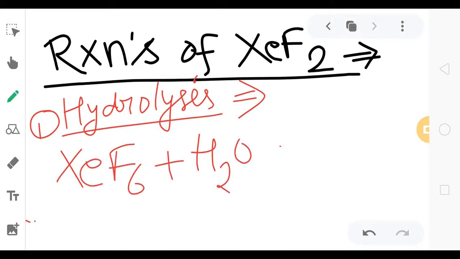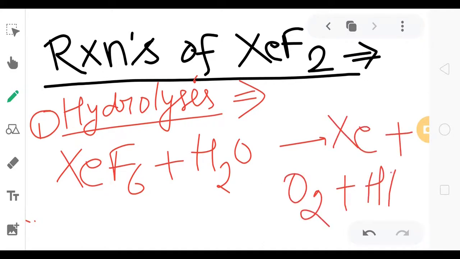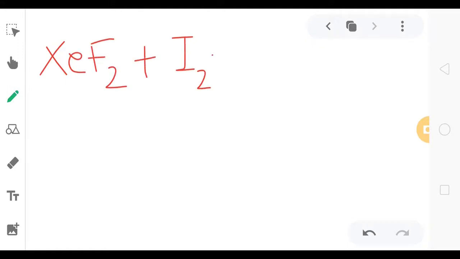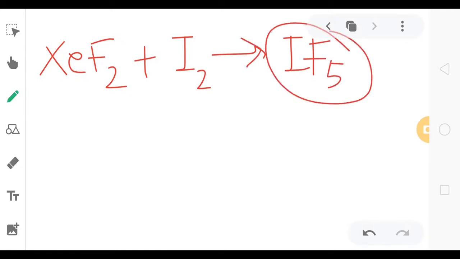On hydrolysis of XeF2, we end up with xenon, O2, and HF. Very obvious. If you are getting only xenon, then the fluoride ions will combine with hydrogen and give you HF. Now another reaction, that is XeF2 with iodine. A very important reaction for the synthesis of IF5.